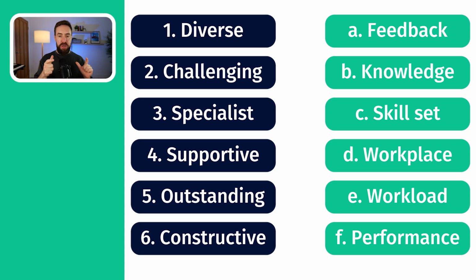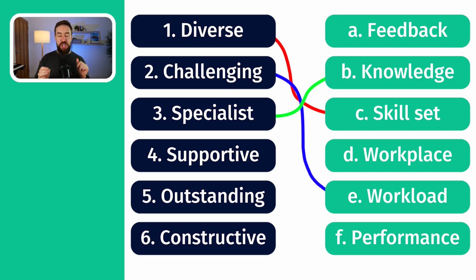Okay, so welcome back. Let's take a look through and quickly look at what the answer was and what this means. The first one is diverse skill set. Skill set is the skills that you have, and diverse means you've got lots of different types of skills. Number 2 is challenging workload. Workload is the different pieces of work that you have to do, and challenging means difficult. So there's a lot of work that you have to do.